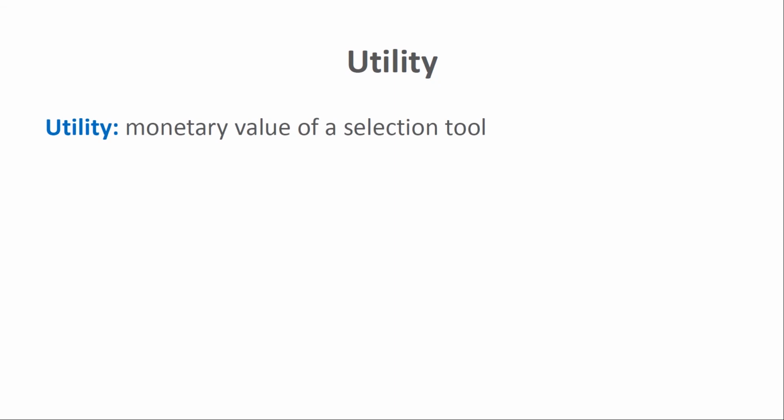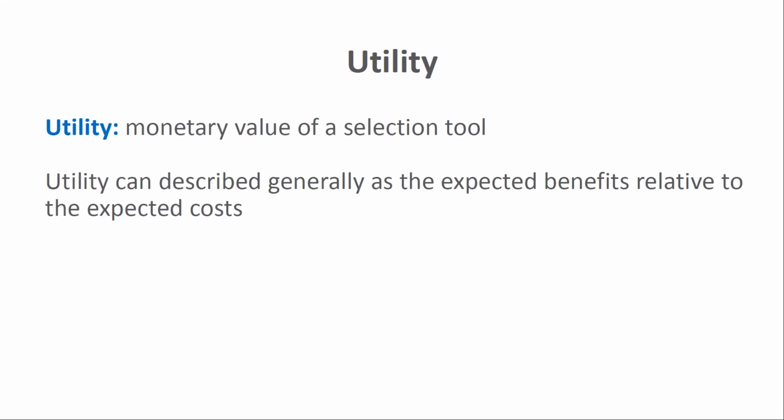So now let's move from talking about validity. Before that, we talked about reliability. And before that, we talked about law and ethics as different ways in which we can evaluate the effectiveness, appropriateness, and quality of our selection tools. Let's finish up by talking about utility. Utility can be thought of as the monetary value of a selection tool. It can be described generally as the expected benefits relative to the expected cost of using that selection tool.